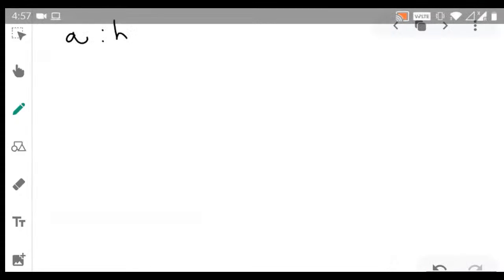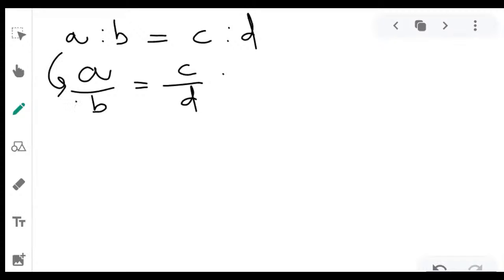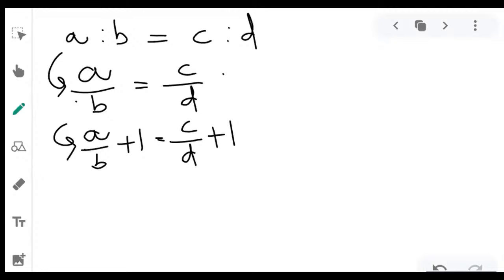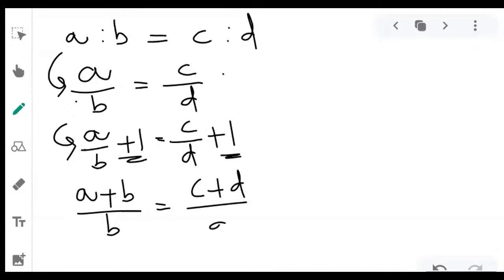Again, I have the same condition. A is to B equals C is to D. So from this I know A by B is equal to C by D. This is how we write it in the fraction equation. Then if I do plus 1 on both sides, it's the same thing because I'm doing plus 1 on both sides. So if I do LCM, A plus B by B is equal to C plus D by D.